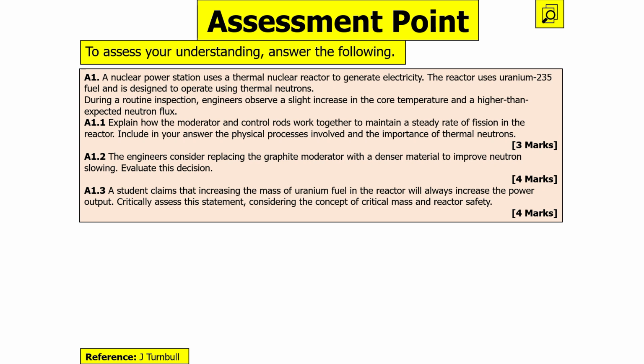The engineers consider replacing the graphite moderator with a denser material to improve neutron slowing. Evaluate this decision. Then a student claims that increasing the mass of uranium fuel in the reactor will always increase the power output. Critically assess this statement considering the concept of critical mass and reactor safety. So pause the video now and then unpause the video when you want to go through your answer.